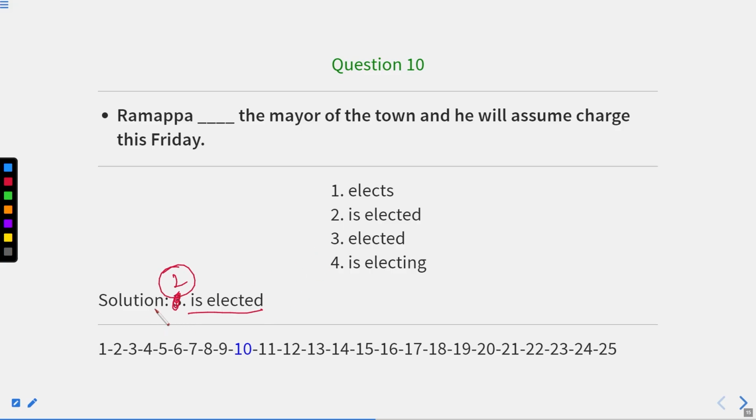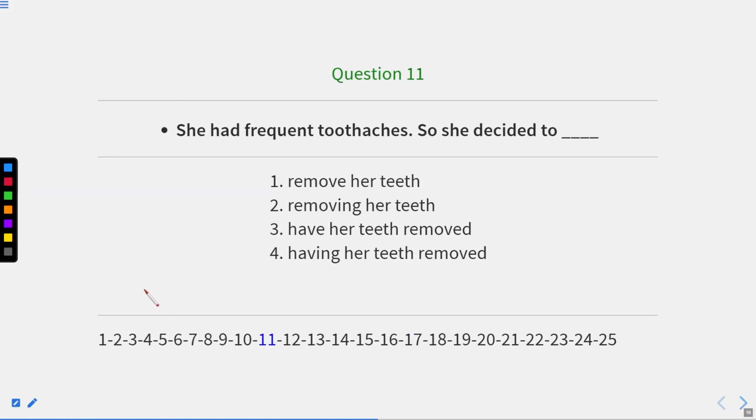Okay, so second is the correct answer. Now let us move to the next one. She had frequent toothaches. It means pain in tooth or teeth. So she decided to dash. Now remove her teeth. Obviously she will not remove her teeth herself. Removing her teeth, decided to. After "to" we can have verb third form, but we cannot have removing. Have her teeth removed. Having her teeth, we cannot have ing form. Yes, so third one will be the correct answer, that she decided to have her teeth removed.